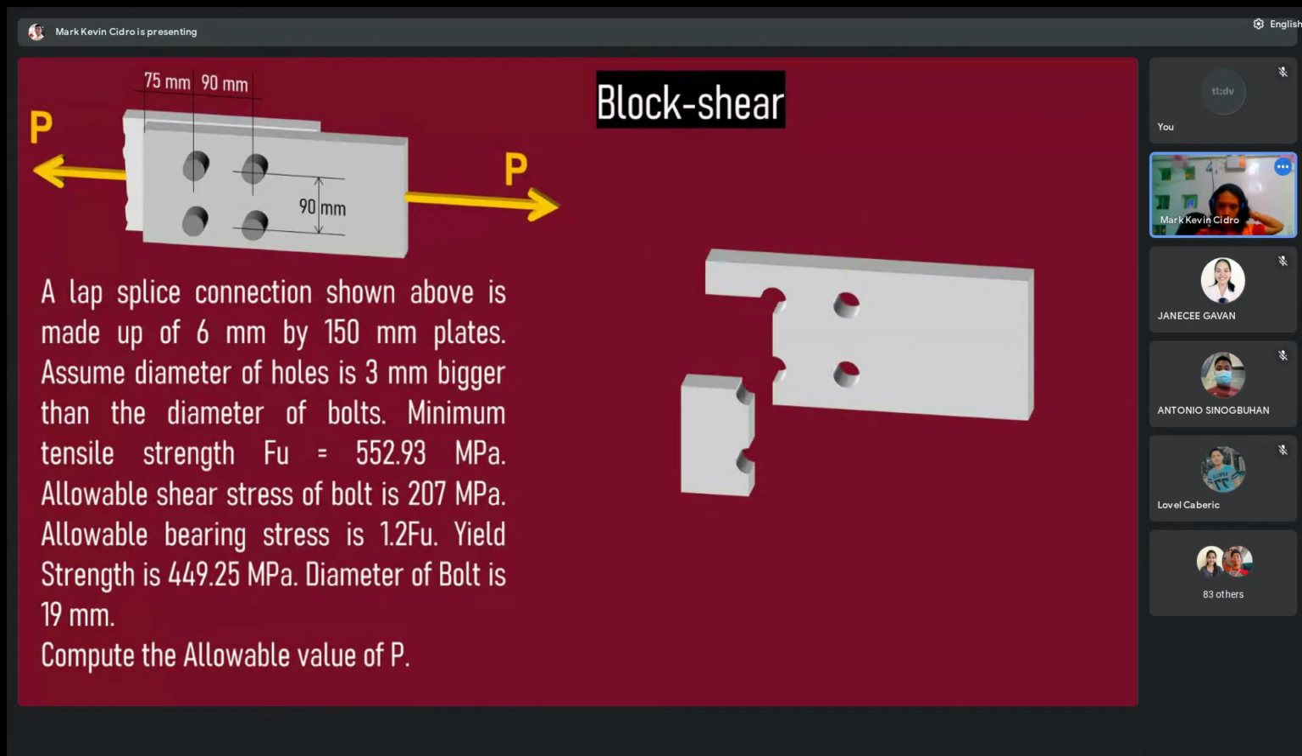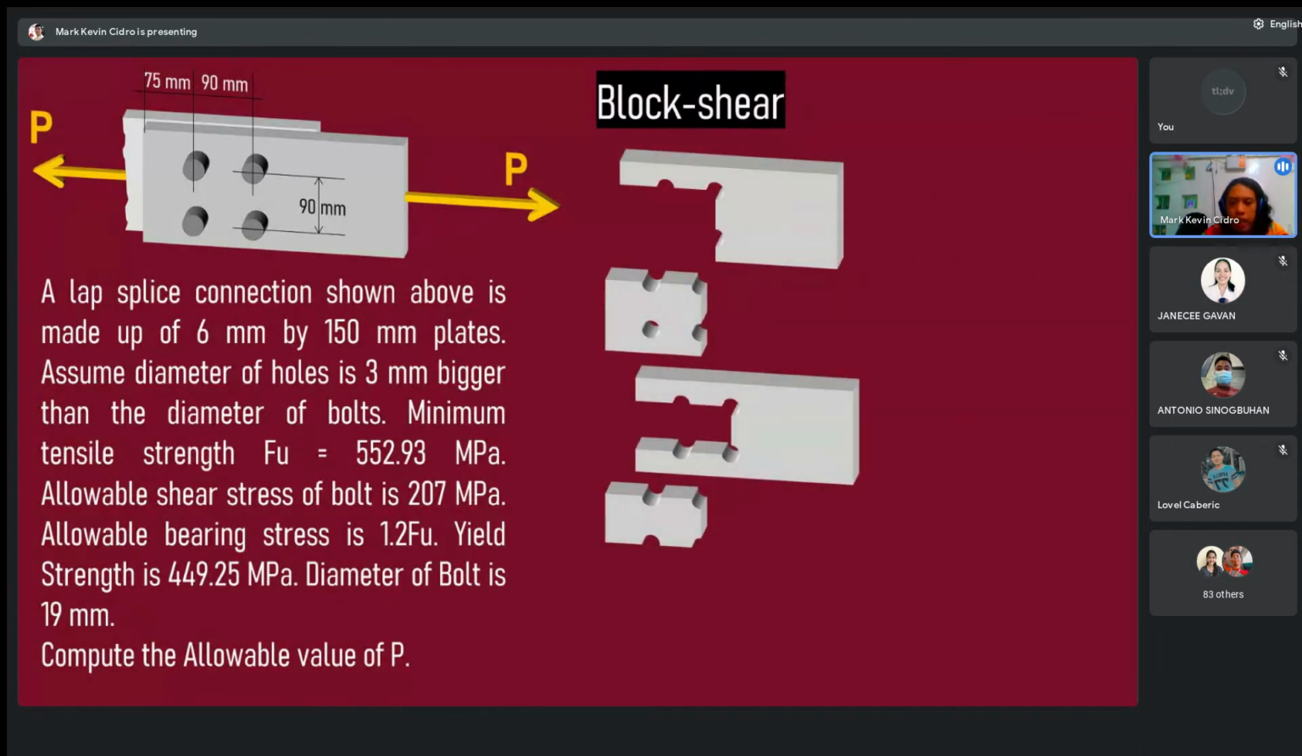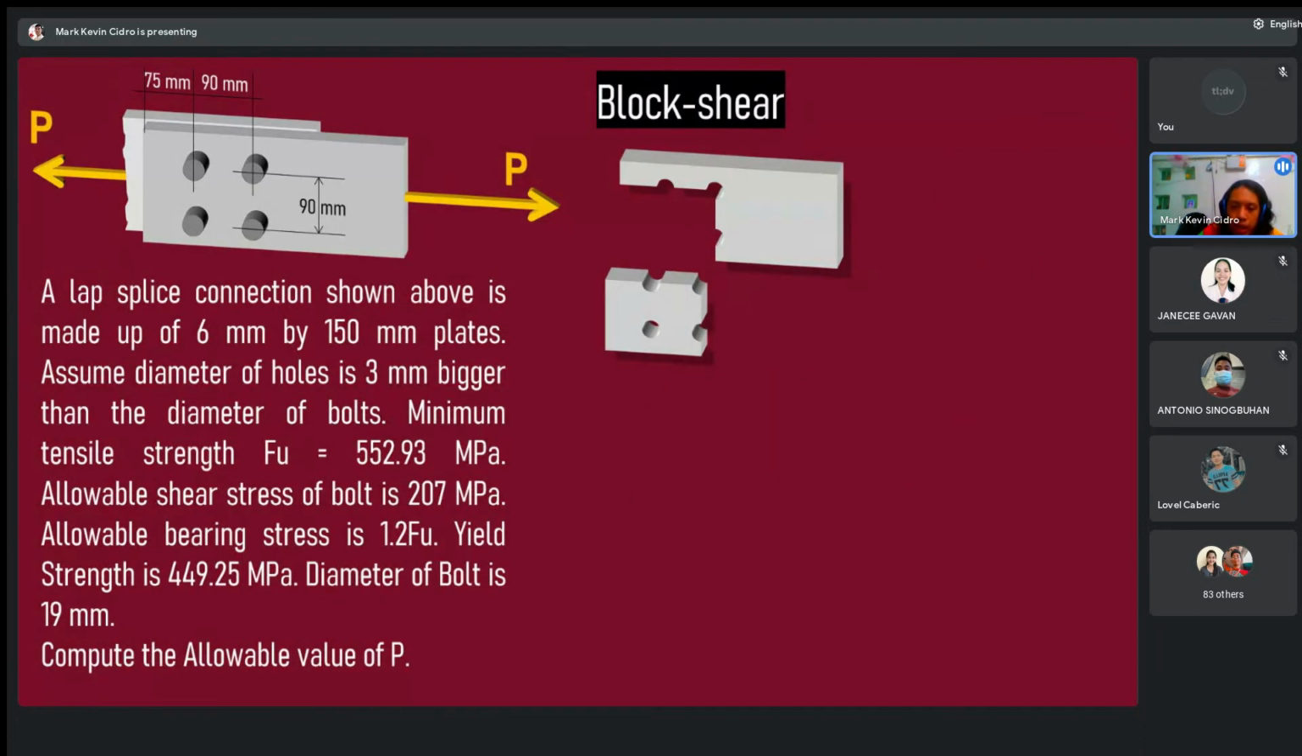Just explain ko na ngayon dito. Okay, ipapakita ko. Ano ba ito, ang block shear? Dalawang type of shear stress ang makikita mo. Take note, the force is directed here. This area here, may explanation na dito.